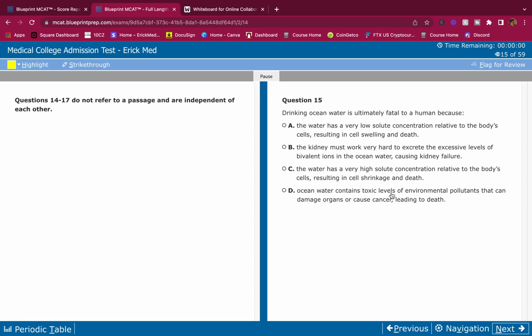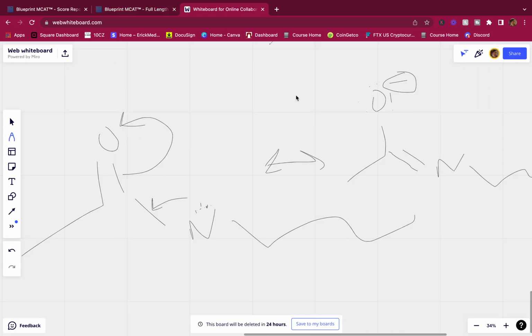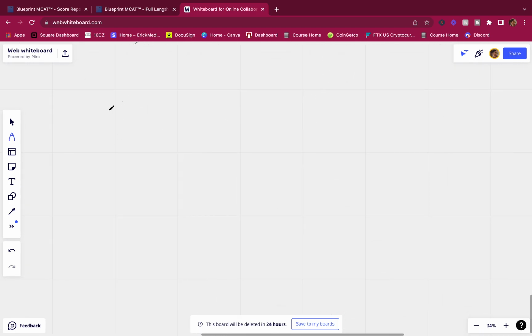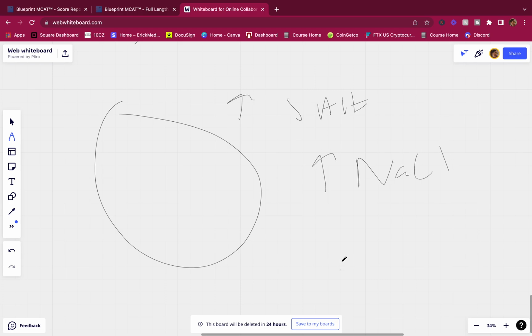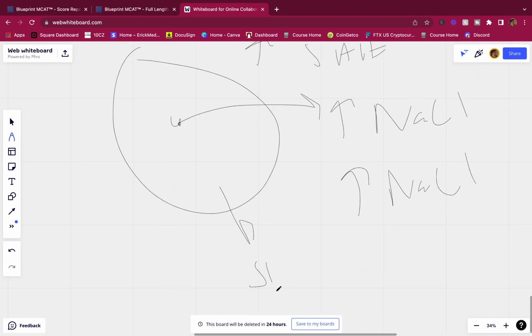Keep going. Drinking ocean water is ultimately fatal to a human because, all right, I already know the answer to this without looking at the answer choices. The ocean water has a high solute concentration, so water is going to flow out from our cells into the surroundings to balance out that salt water outside. Here is your cell, and then here is the salt water, a lot of salt. Where's water going to flow? From inside the cell to the outside, causing this cell to shrink. That's what's going to happen.